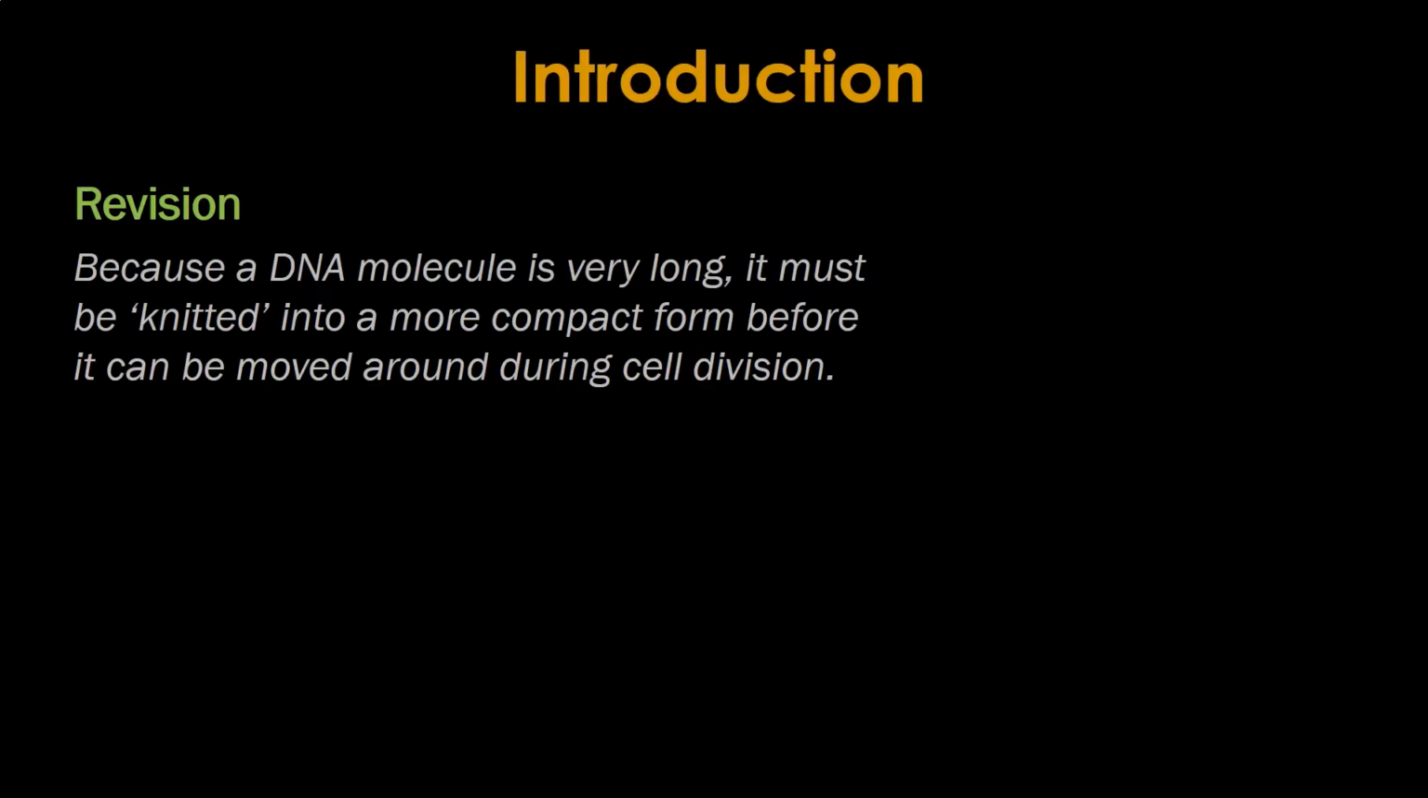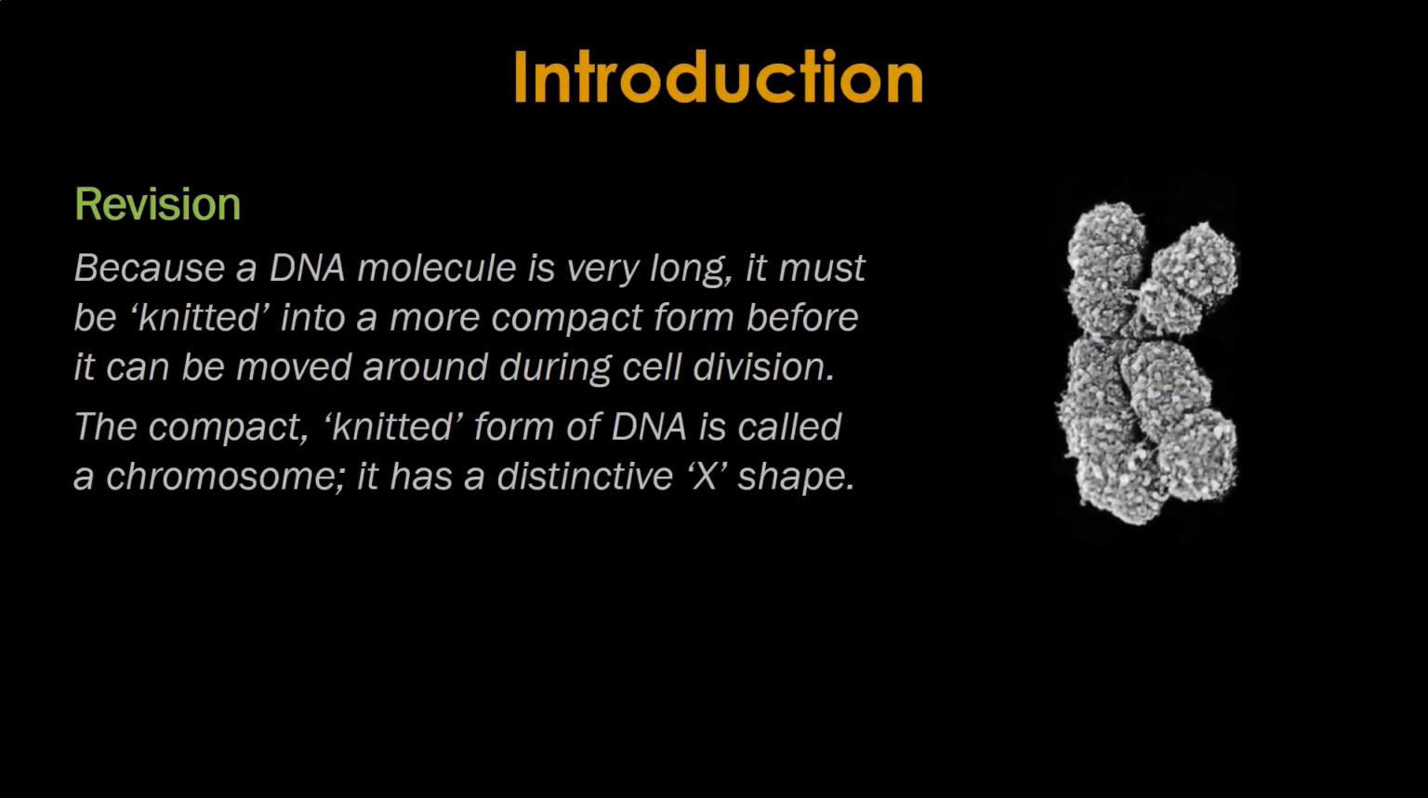not only is copying going to be a problem, but making sure that these incredibly long and tangled strands actually get correctly from one cell to another without getting tangled up, without getting broken, without getting mixed together is a big issue. And so a DNA molecule is knitted together into a more compact form before cell division happens. And that compact knitted form is called a chromosome. We have already briefly met chromosomes in a previous PowerPoint, and they have a characteristic X shape.